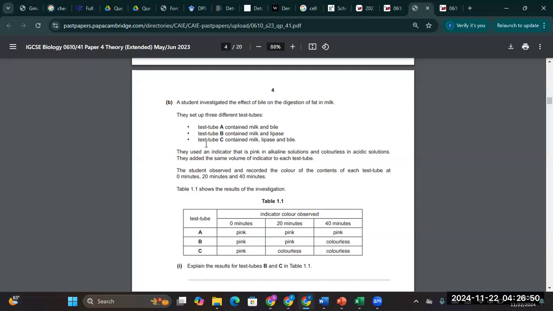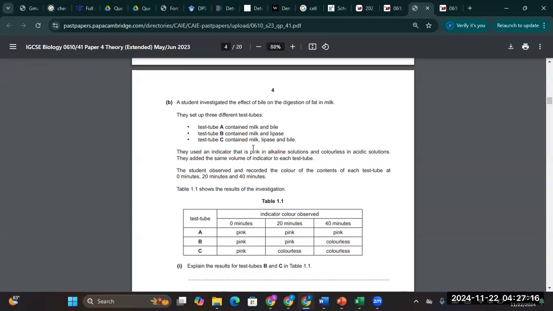So they have set up three different test tubes. Test tube A, test tube B, test tube C. Test tube A contained milk and bile. Test tube B contained milk and enzyme lipase. Test tube C contained milk, lipase, and bile. So test tube A only has milk and bile. Test tube B has milk and the enzyme only, lipase, no bile. Test tube C has all three, milk, which has lipid, lipase, and bile.